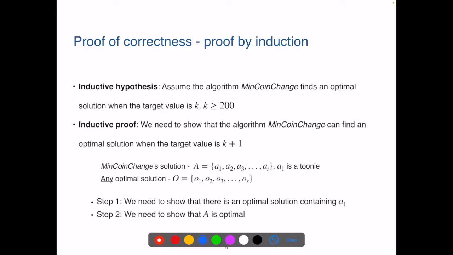Now the inductive hypothesis is that when the total amount is k and k is greater than or equal to 200, we need to prove that when the total amount is k plus 1, our greedy algorithm also provides an optimal solution. Again, we say our greedy algorithm solution is A, and it picks coins A1, A2, A3, and AT. Step 1, we need to show that solution A's first choice A1 is safe. There is an optimal solution containing A1. Step 2, we need to show that A is optimal.